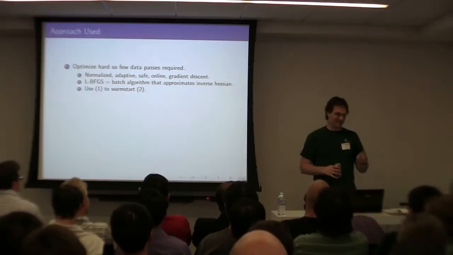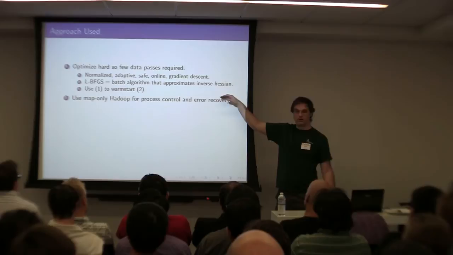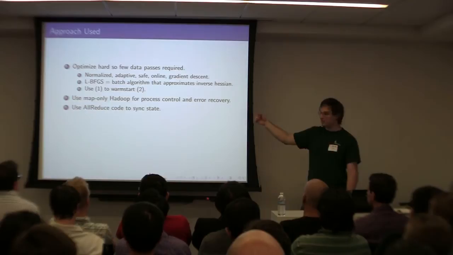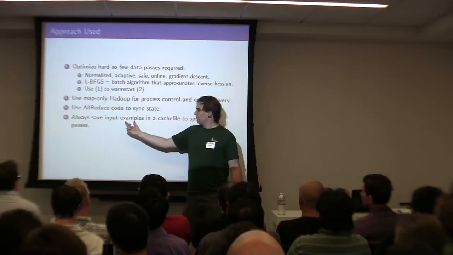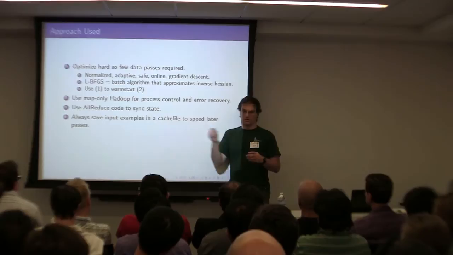Okay, so now you use a map-only Hadoop job for process control and error recovery. You use all-reduce code to synchronize the state. You always save, so we're using a Hadoop map-only streaming job to feed us the examples in a text format. Then we save them into a binary format in a cache file, so that when we need to pass over the data again, it's much, much faster.